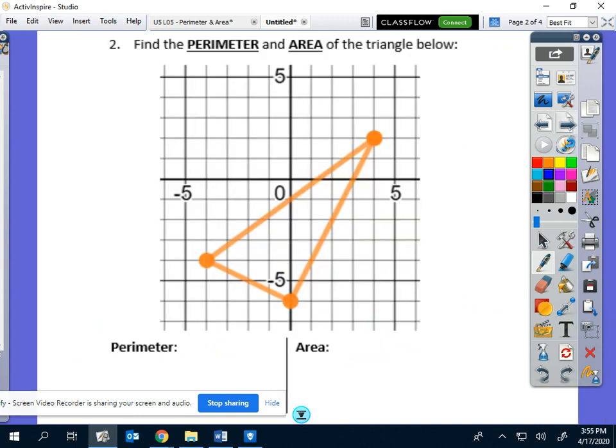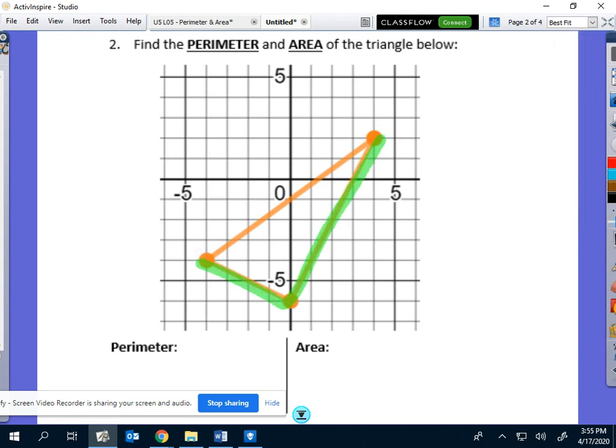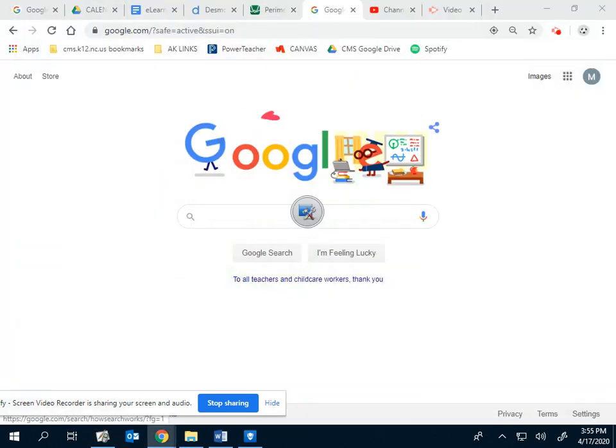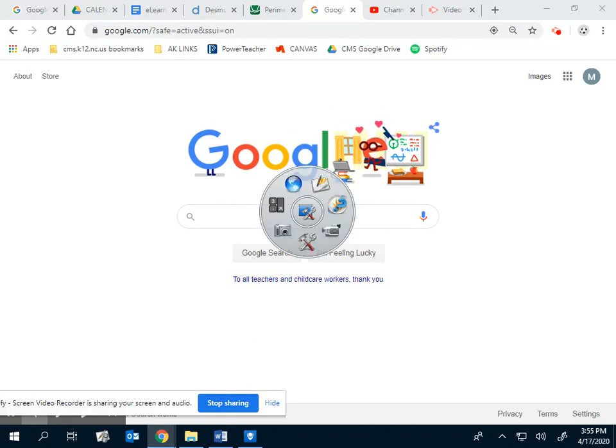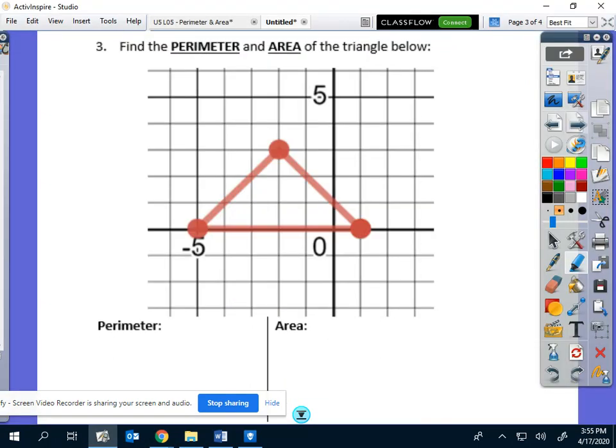I want you to try the same thing here. Just notice in this case that this is my base, this is my height. Those are your legs. So find the perimeter and the area of that triangle.